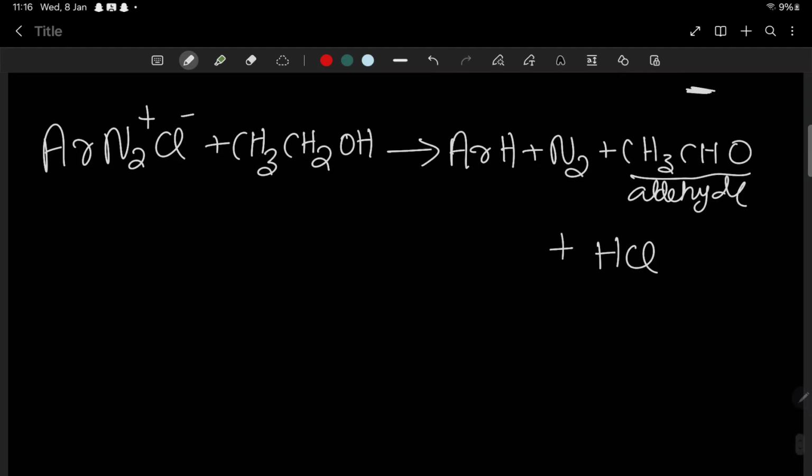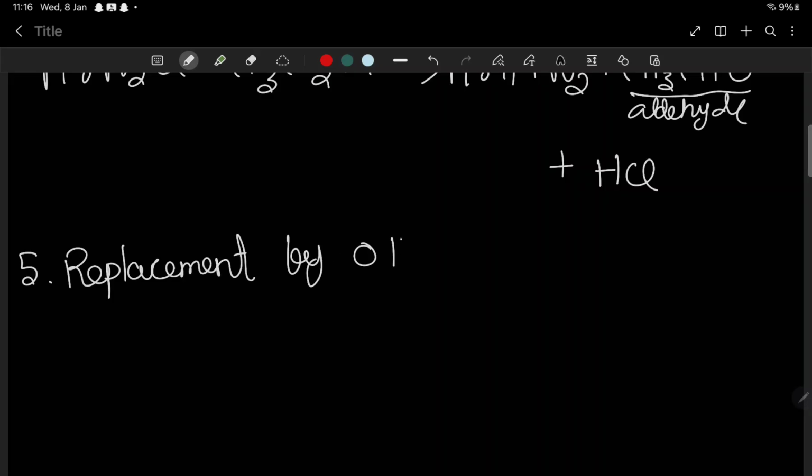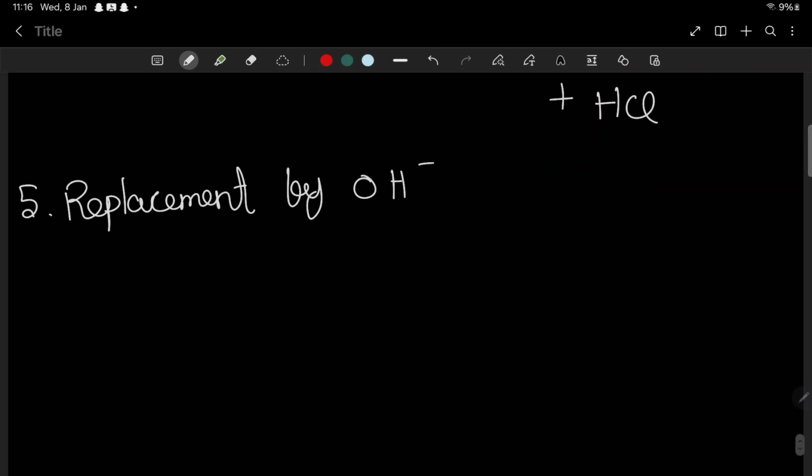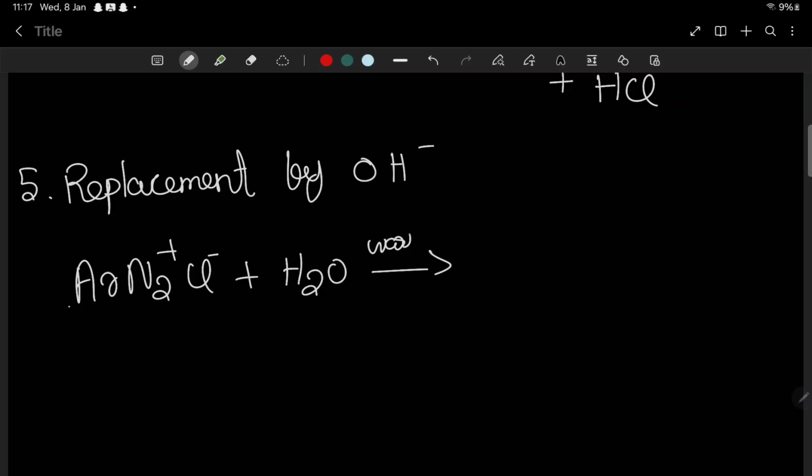That's it. Now fifth one is replacement by hydroxyl group, that is replacement by OH. Very easy reaction. Warm with water. We learned it a few minutes before, right? Take the diazonium salt, add water and warm it. You get the corresponding hydroxy compound plus N2 plus HCl. Okay, simple reaction.